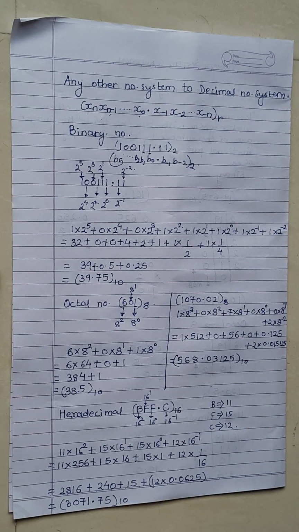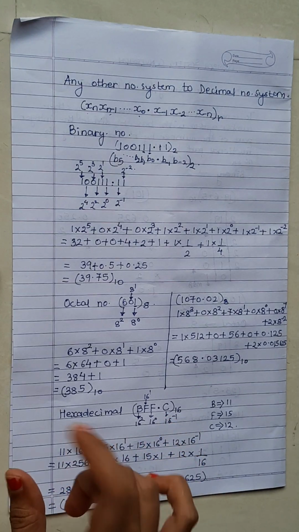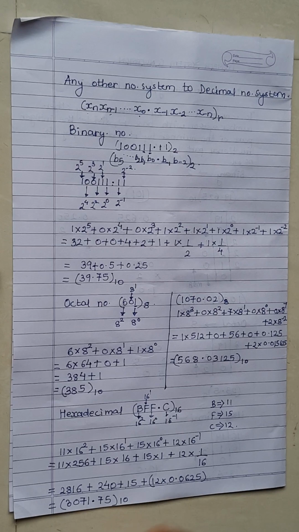Okay, that's all for today. In today's lecture we've seen how to convert a decimal number to any other number system, that is binary, octal or hexadecimal, and vice versa.